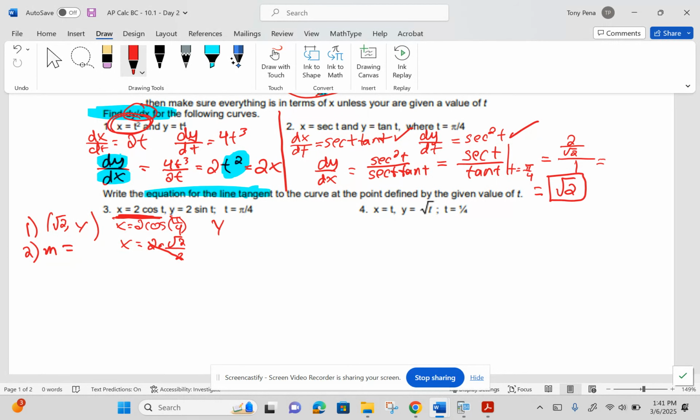Okay, you'll do the same thing with the Y. You'll get 2 sine of pi over 4. That's also root 2 over 2 times 2. So the exact same thing happens. That should give you a root 2 as well.